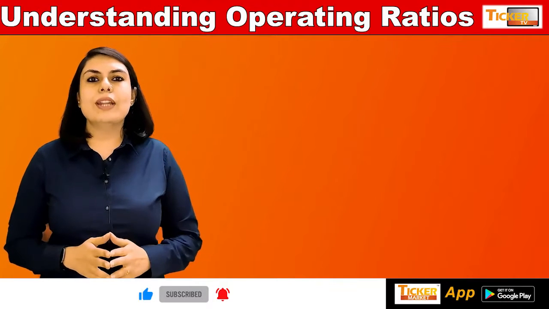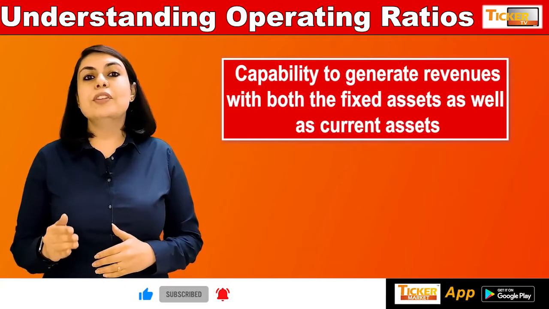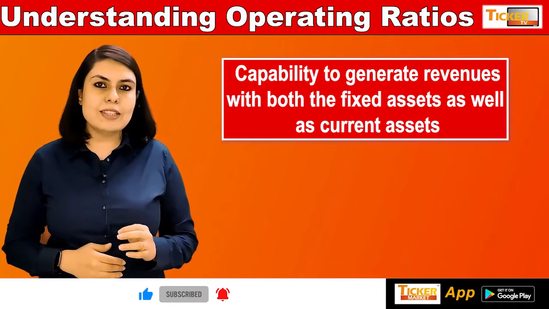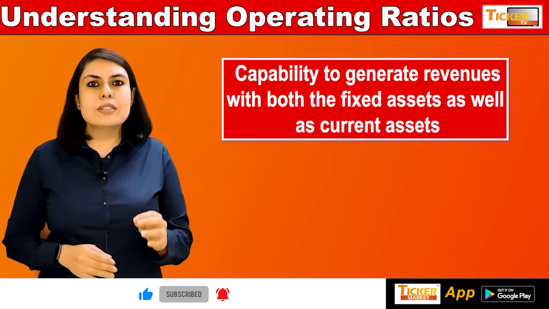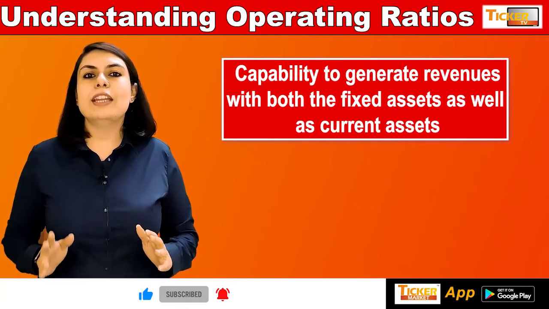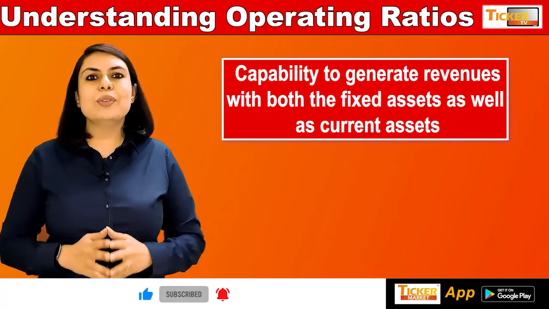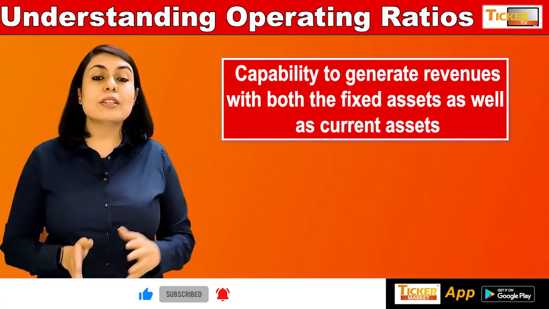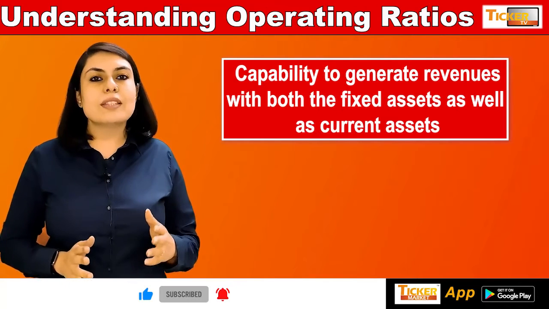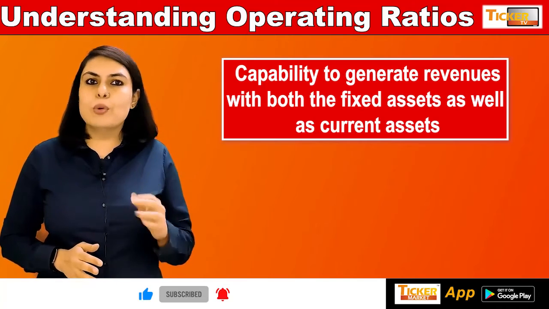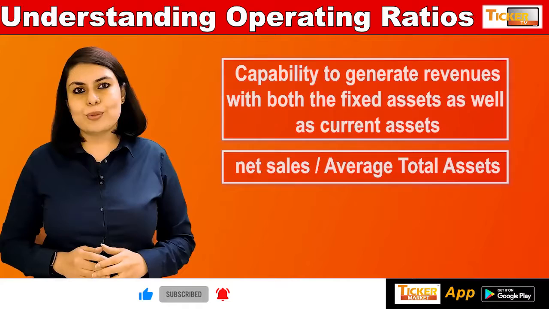Now the third is the total assets turnover ratio. It indicates the company's capability to generate revenues with a given amount of assets, both the fixed assets as well as the current assets. In other words, this ratio shows how efficiently a company can use its assets to generate sales. A higher total asset turnover ratio compared to its historical data and competitor data means the company is using its assets well to generate more sales.